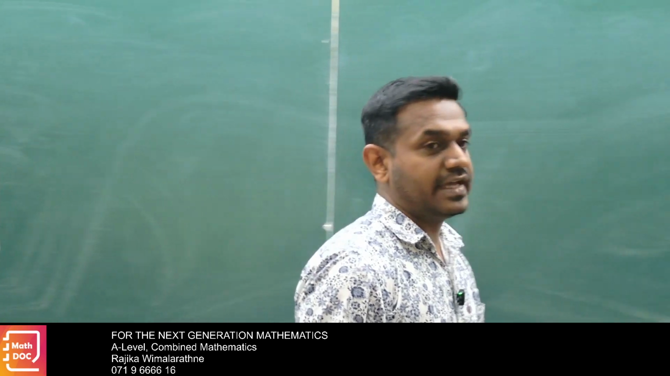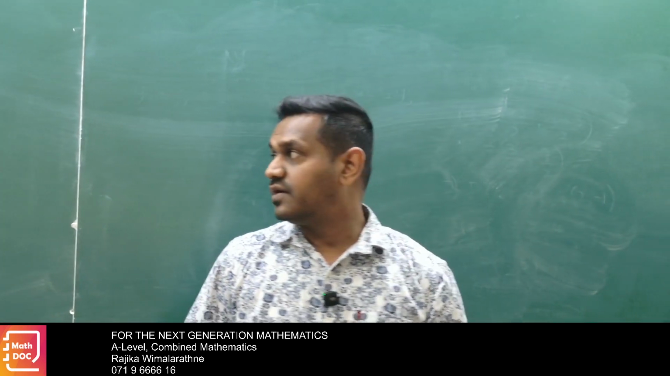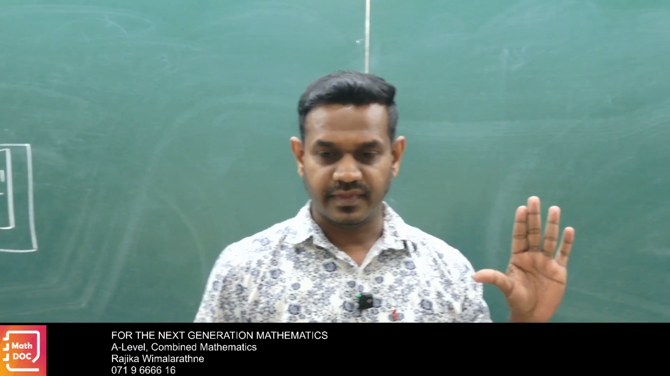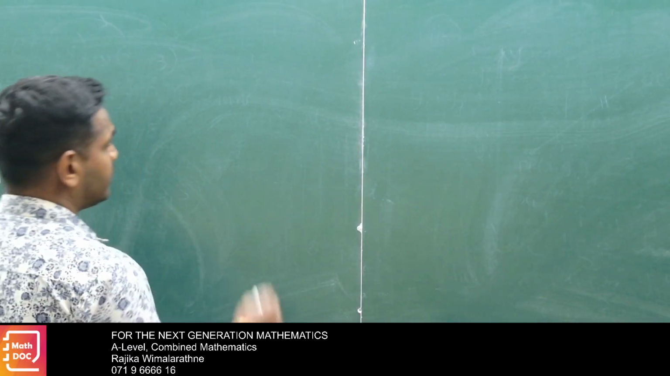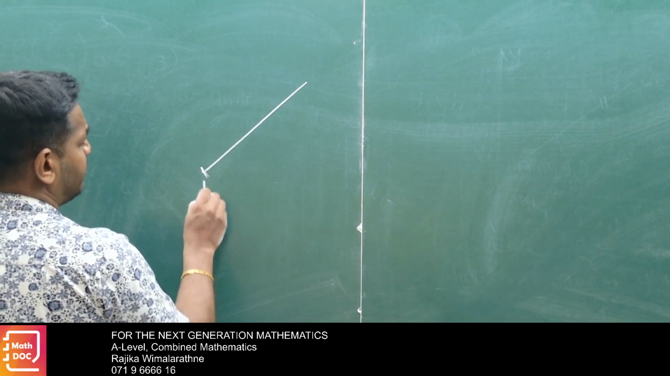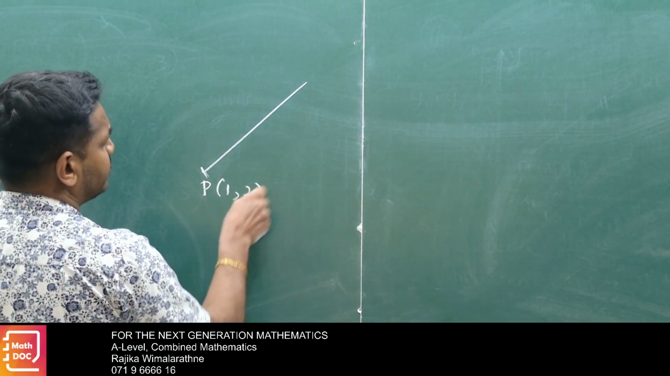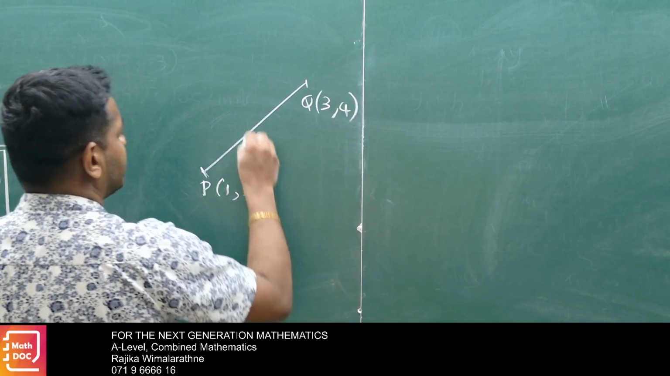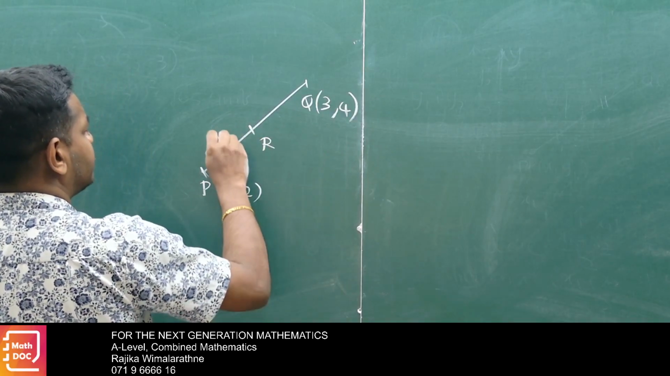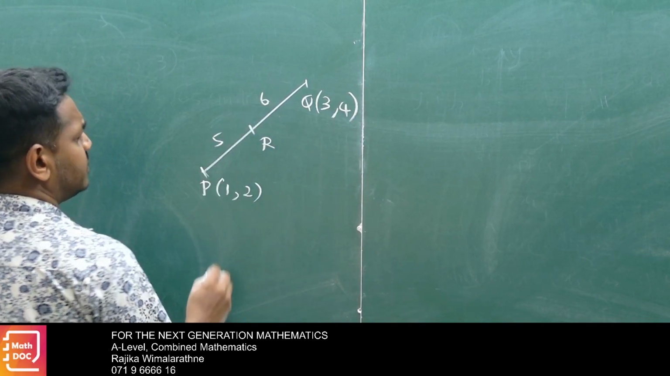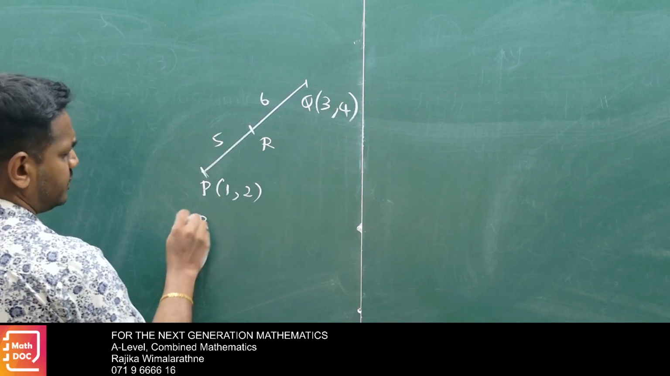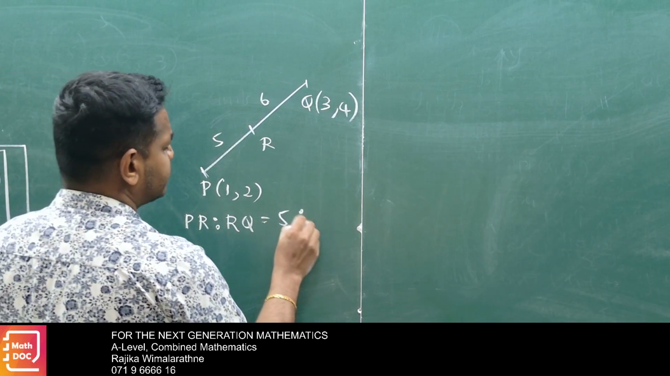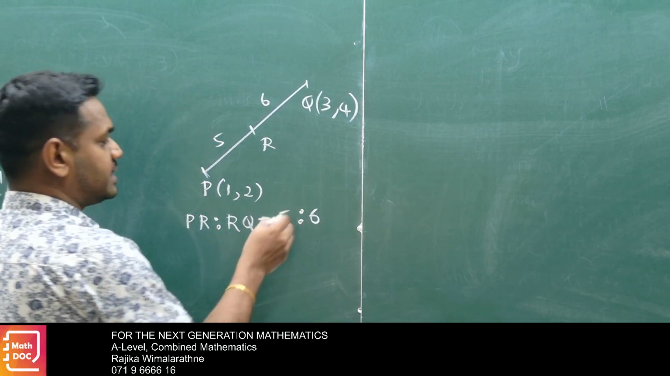Now let's do a few examples. Take this question. You'd better do it with me. See the pattern now. Here P is (1, 2), Q is (3, 4), and here R divides in the ratio 5 to 6. PR is to RQ, 5 to 6. Check this one.